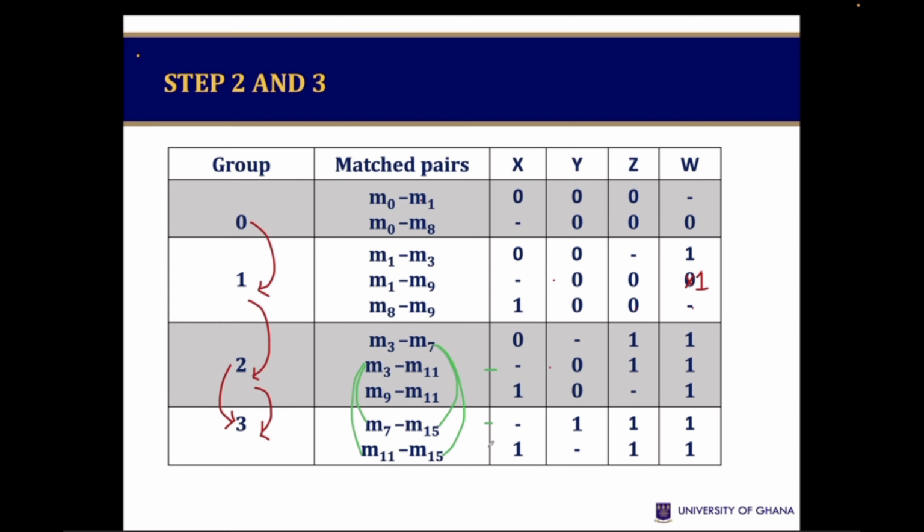3, 11, with this. No match. No match there. Very good. So there's no match. The last one, 9, 11, 7, 15. No match. No match there. No match.